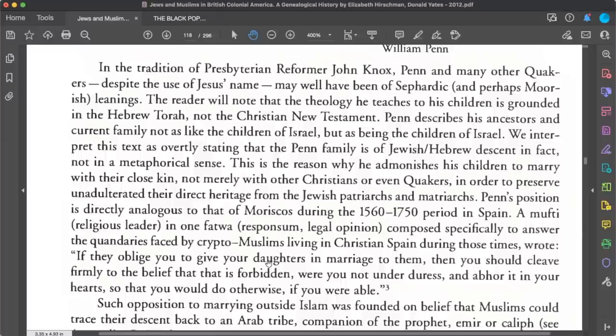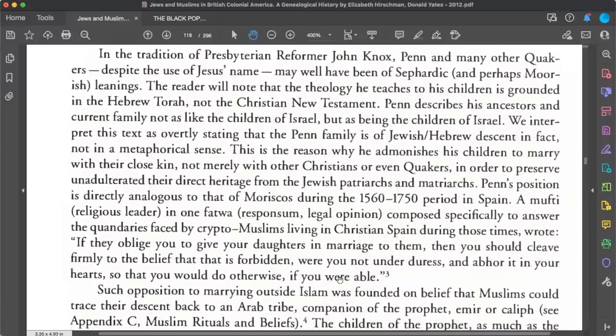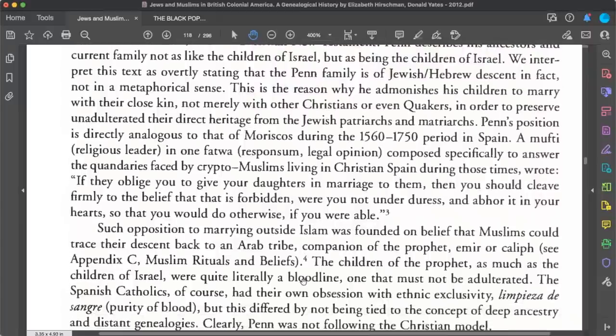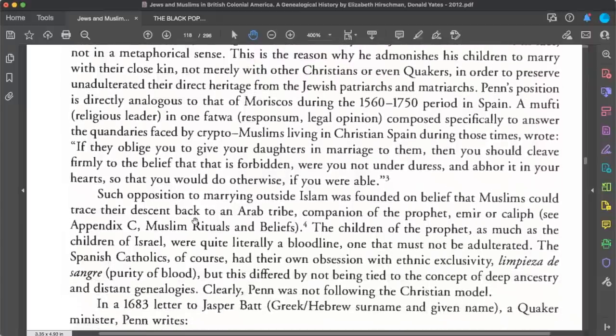if they oblige you to give your daughters in marriage to them, then you should cleave firmly to the belief that it is forbidden when you are not under duress, and abhor it in your hearts, so that you would do otherwise if you were able. Such a position on marrying outside Islam was founded on the belief that Muslims could trace their descent back to an Arab tribe, companion of the Prophet, emir or caliph. Appendix C, Muslim rituals and beliefs. The children of the Prophet, as much as the children of Israel, were quite literally a bloodline, one that must not be adulterated.